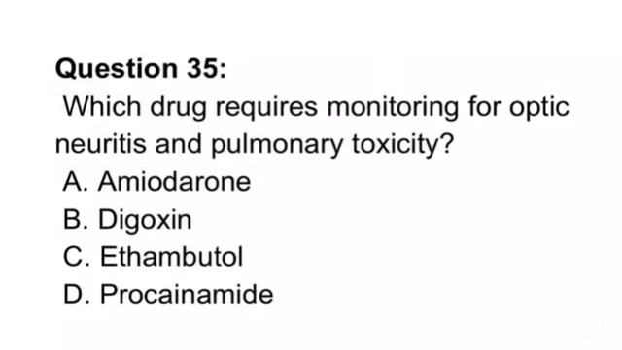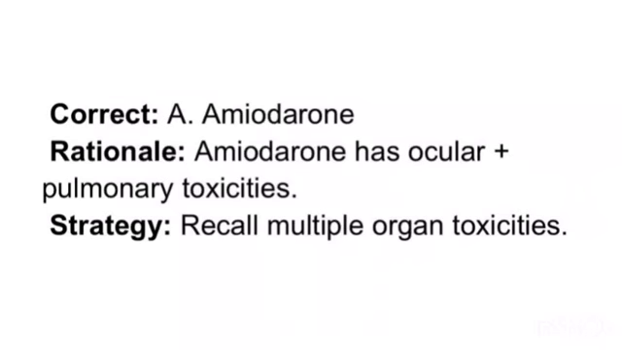Question 35. Which drug requires monitoring for optic neuritis and pulmonary toxicity? A. Amiodarone. B. Digoxin. C. Ethambutol. D. Procainamide. Correct, A. Amiodarone. Rationale: amiodarone has ocular plus pulmonary toxicities. Strategy: recall multiple organ toxicities.